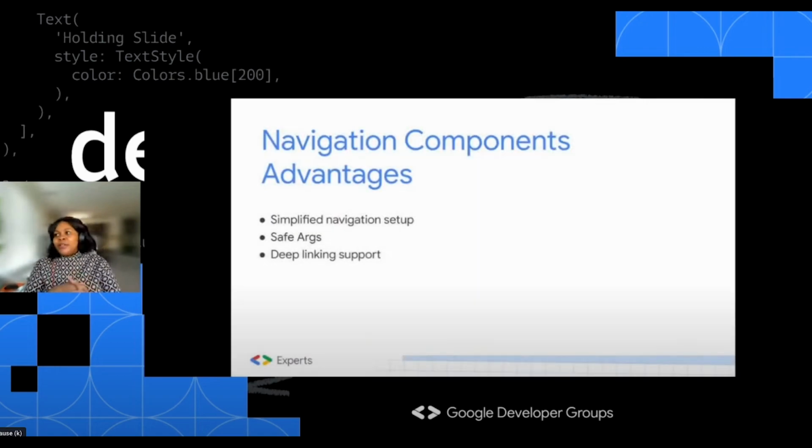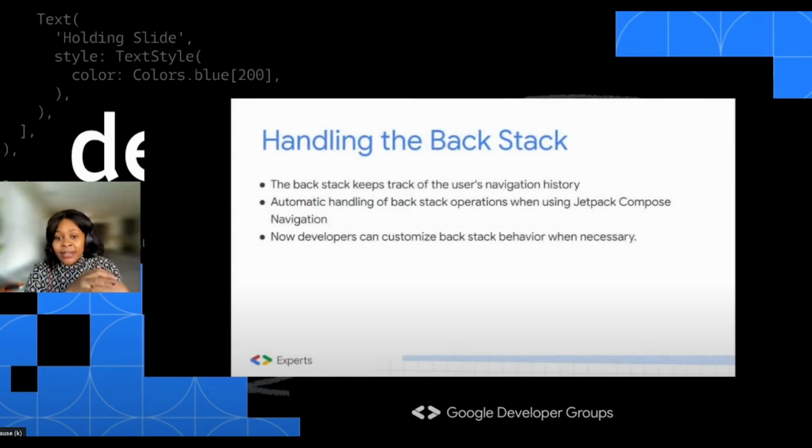And then let's talk about advantages. The advantages of navigation are simplified navigation setup, safe arguments, and deep linking support, which is so cool, and I love that. Now, handling the backstack: the backstack entry keeps track, with automatic handling of the backstack when operating Jetpack Compose, and now developers can even customize the backstack behavior when necessary. I love this so much because it's way easier than before. I used to struggle when I would try to navigate.